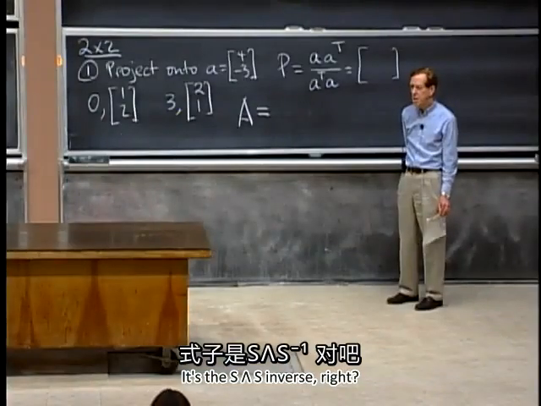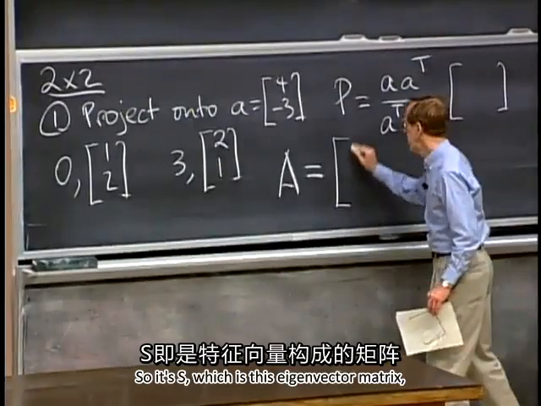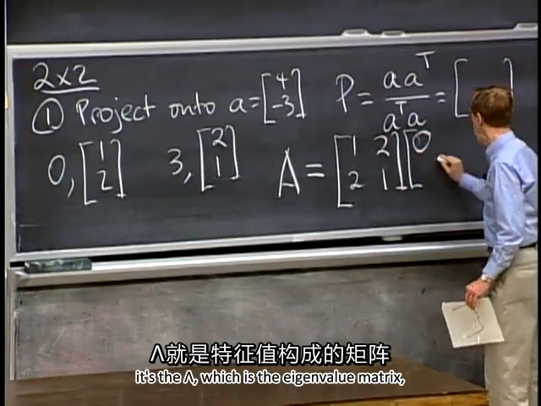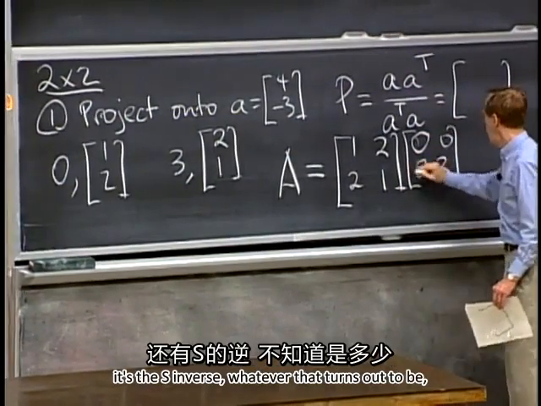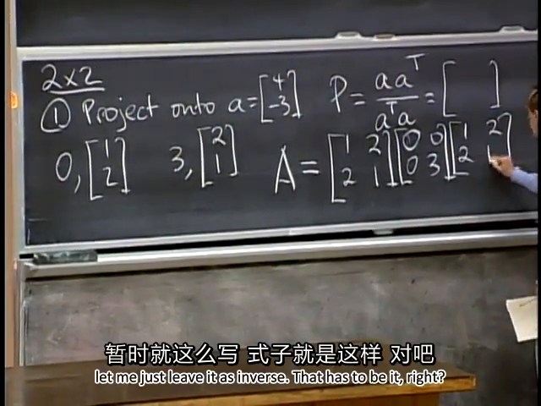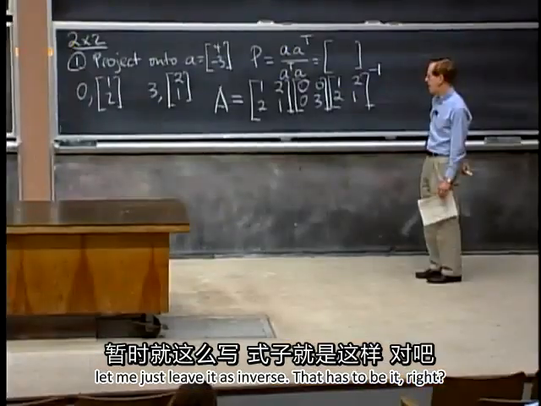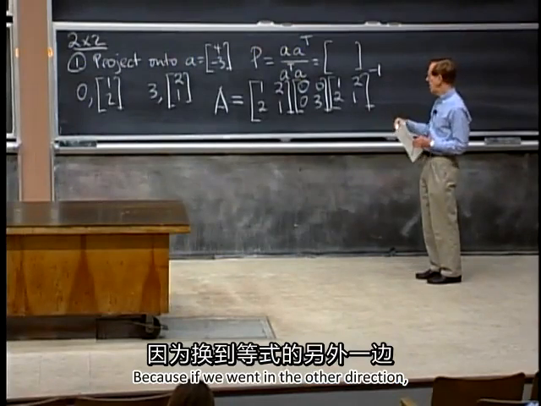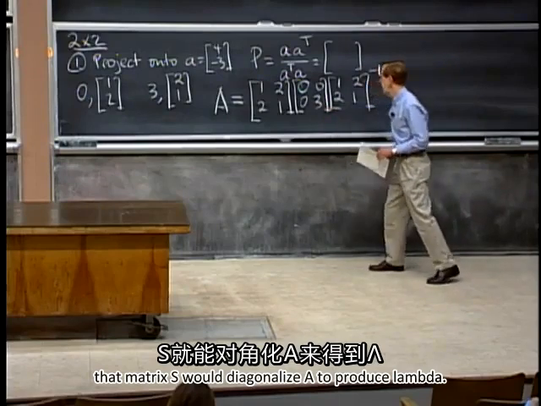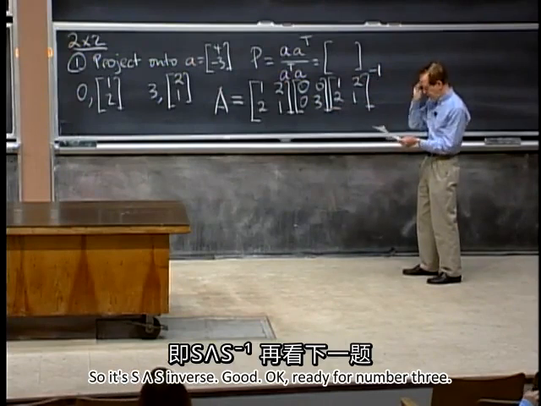It's S lambda S inverse, right? So it's S, which is this eigenvector matrix. It's lambda, which is the eigenvalue matrix. It's S inverse, whatever that turns out to be. Let me just leave it as inverse. That has to be it, right? Because if we went in the other direction, that matrix S would diagonalize A to produce lambda. So it's S lambda S inverse. Good. Okay, ready for number 3.